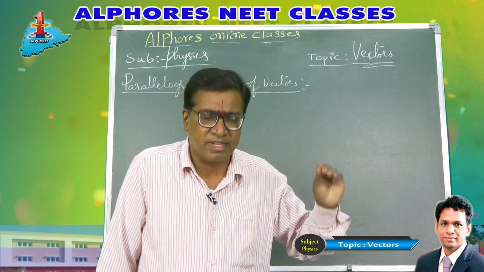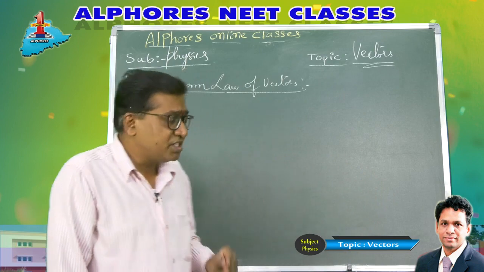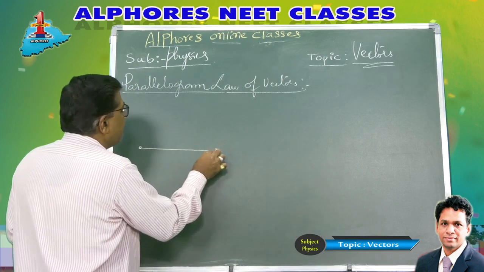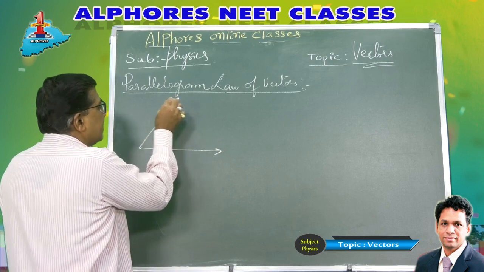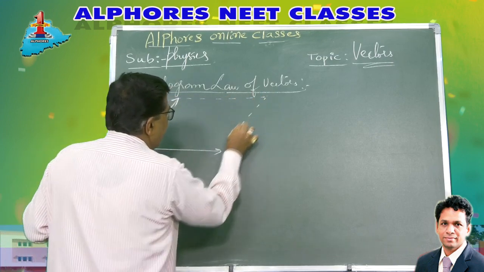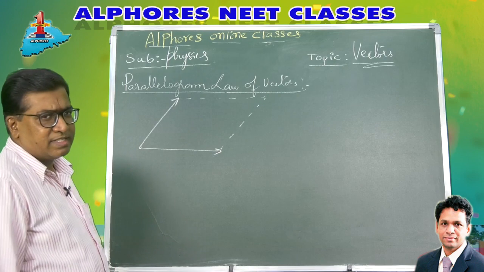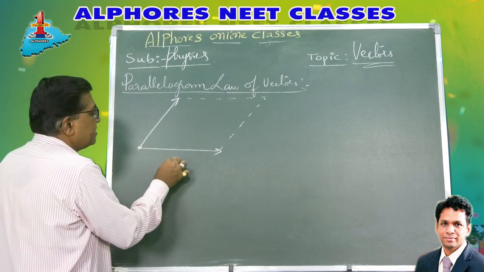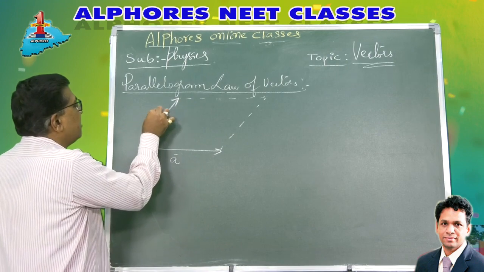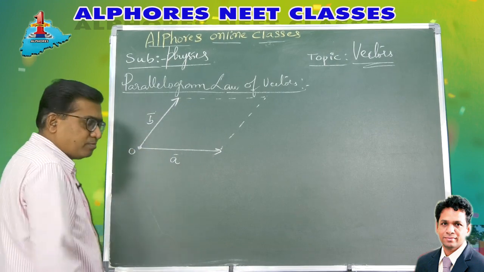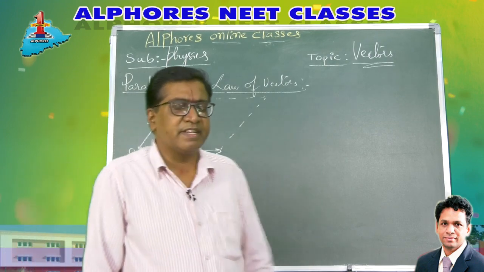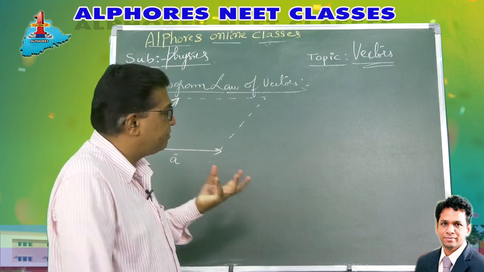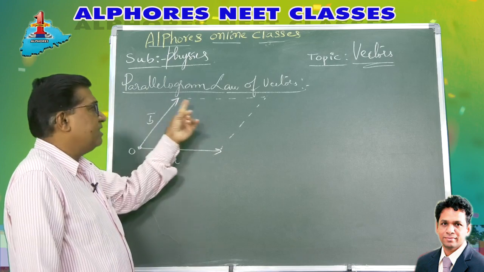So, if you consider two vectors belonging to the same physical quantity, called similar vectors, which are co-initial, starting from the same point, and if they are represented as two adjacent sides of a parallelogram, I am representing them as two adjacent sides of a parallelogram like this. They are starting from the same point. This is vector A bar, this is vector B bar at this point O. Then for such vectors, you can define the resultant of the two vectors by this law.